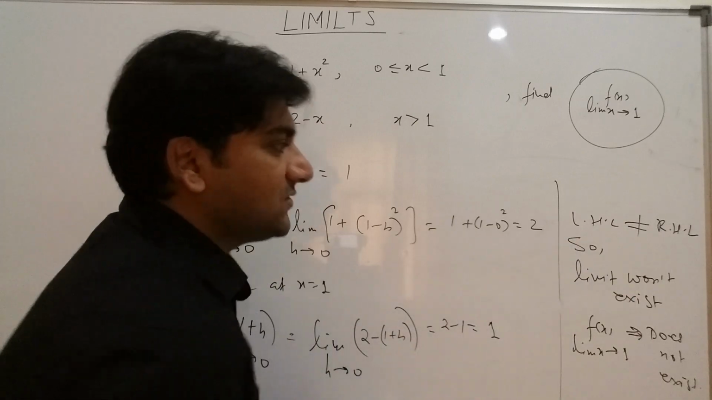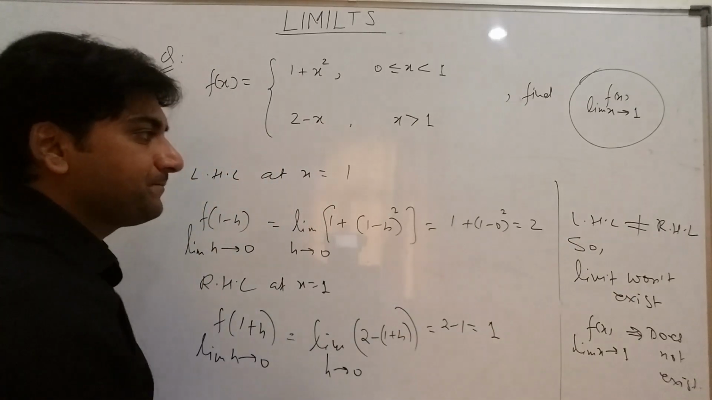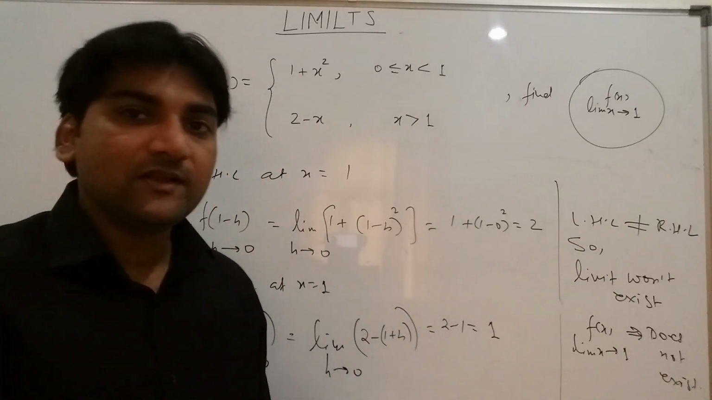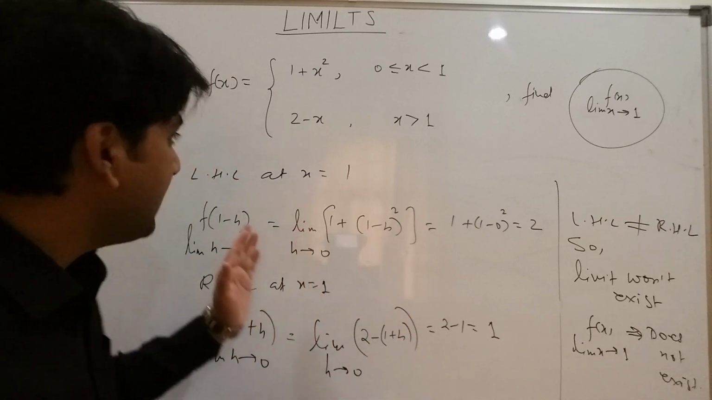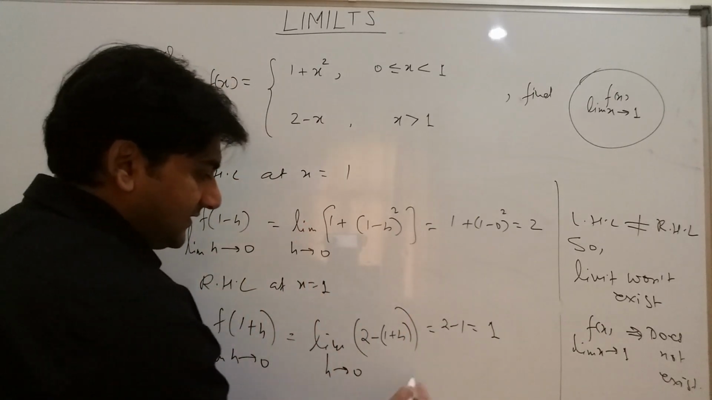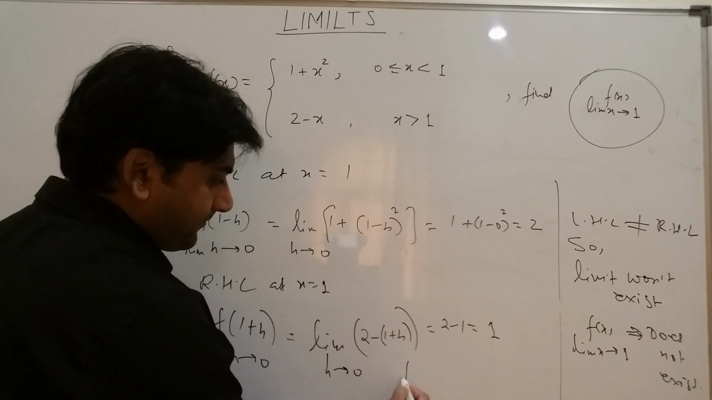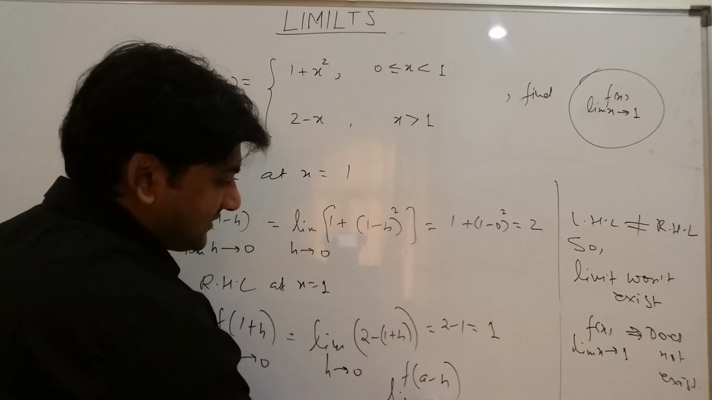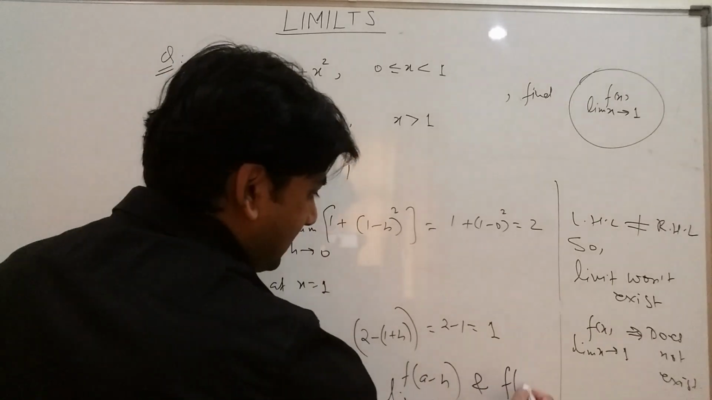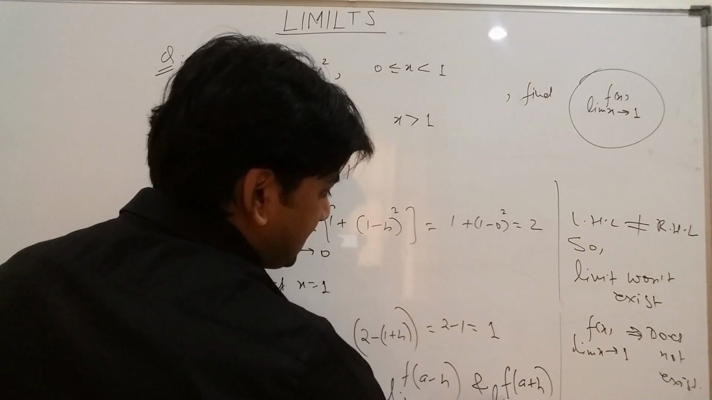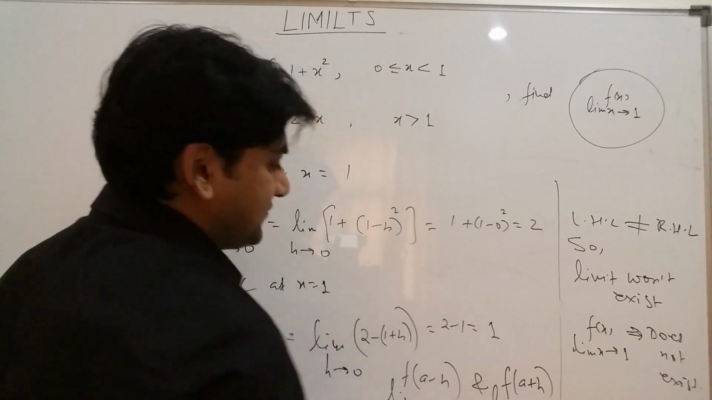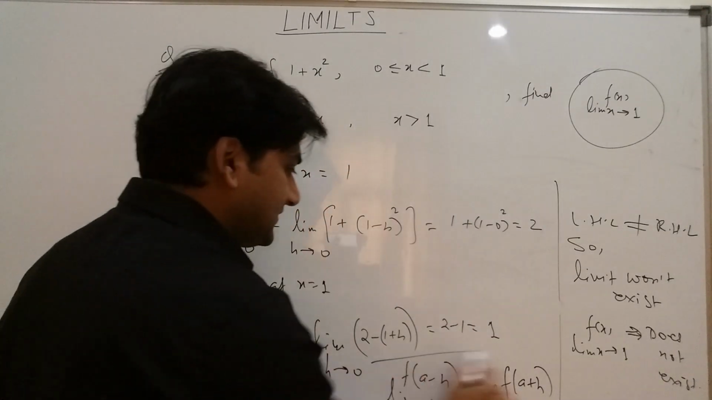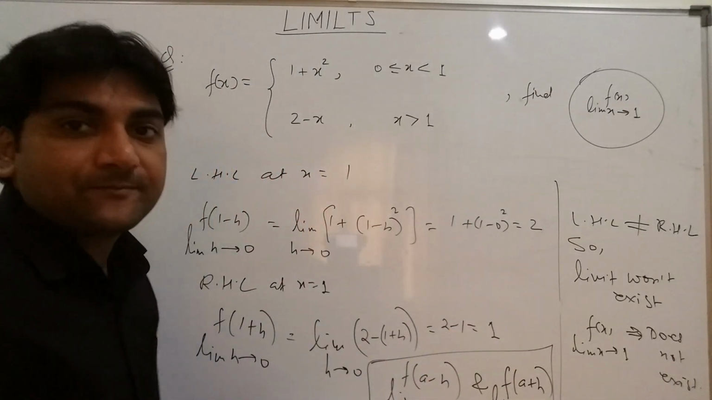So again, the left hand limit does not equal the right hand limit, and the limits are the same as before. Previously also it was 2 and 1. So this is another way to write it. I have introduced this concept which I had explained earlier: f of a minus h, limit h tends to 0, and f of a plus h, limit h tends to 0, right? So this method I have applied.